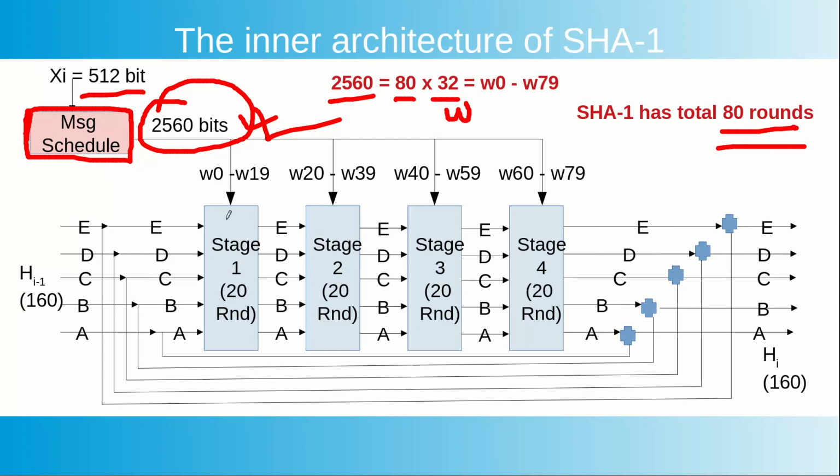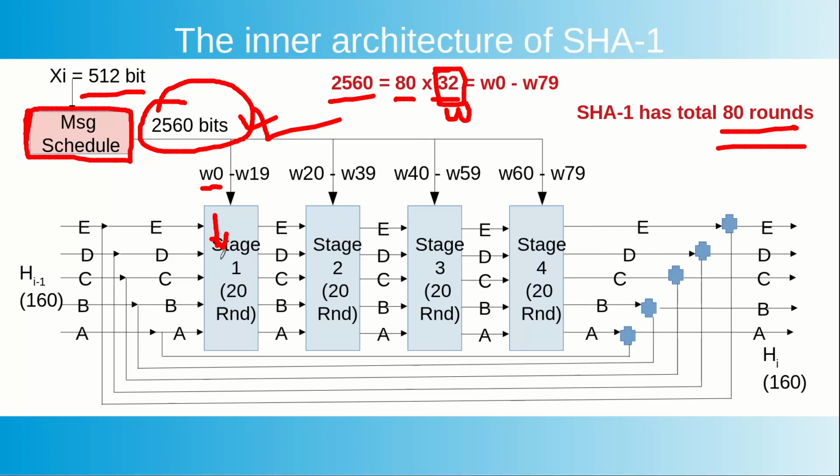So, what will happen is that in each and every round I will supply one word and some sort of work will be done on the word in each and every round. There are 80 rounds. So, there are 80 different words of 32 bit size. It will work in that way.